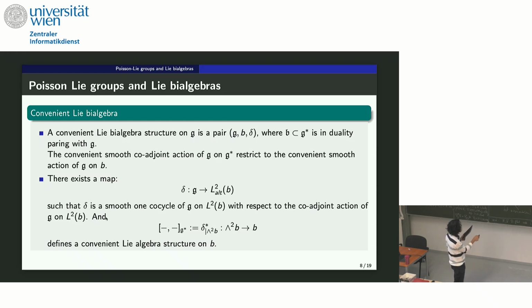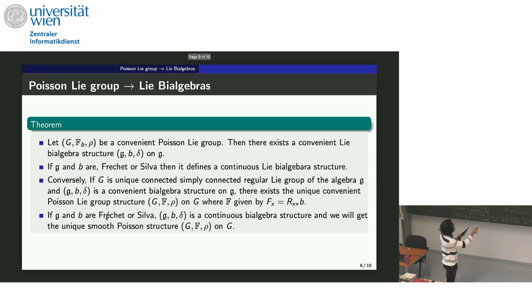Then we assume that this delta is a one cocycle of this Lie algebra G, as in the finite dimensional case. And then what we need is that if you restrict the dual of this map to B times B, then it should define a Lie bracket on B. Then we will call this collection a Lie bialgebra structure on G. Now we will construct a Lie bialgebra structure from the Poisson-Lie group structure on G.